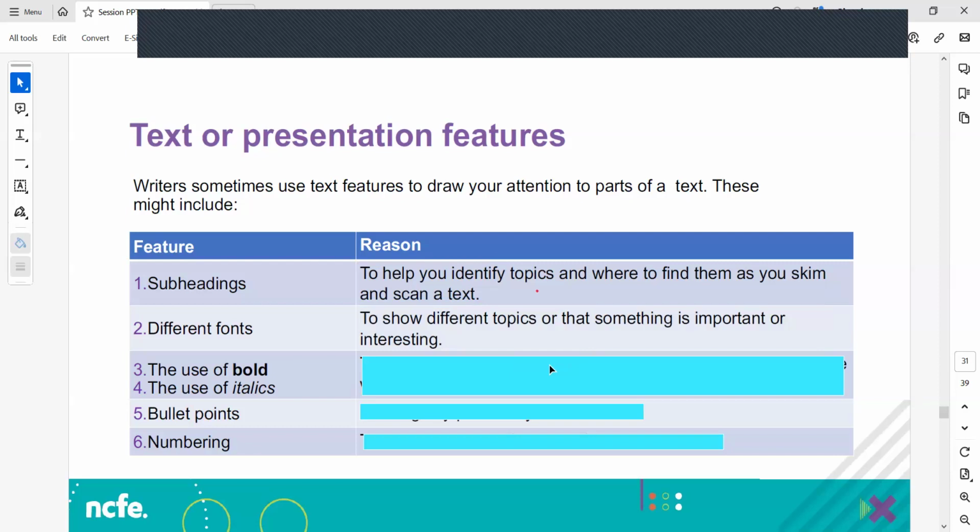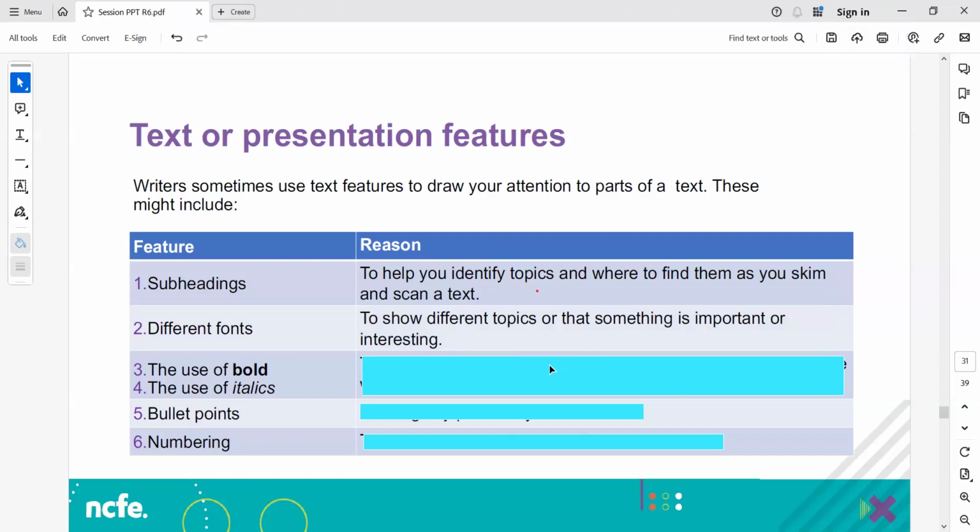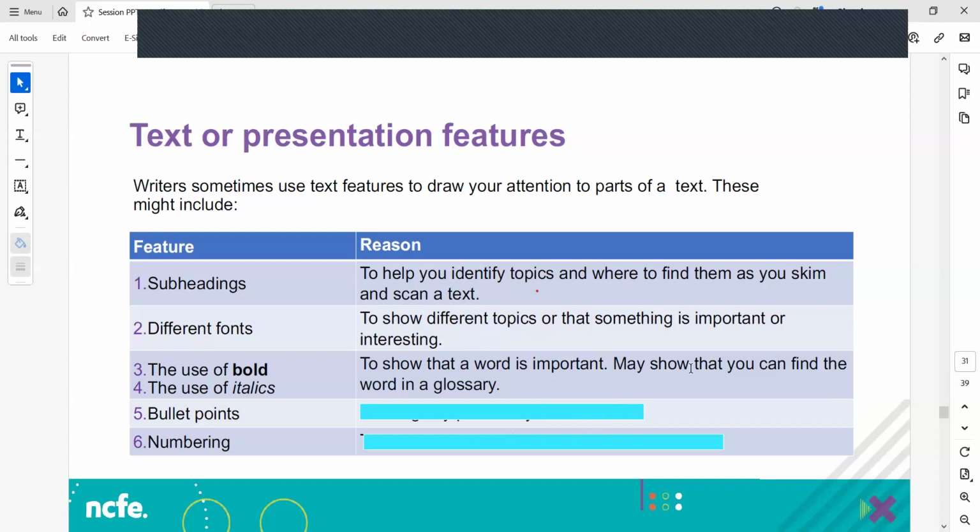With an event poster, for example, they might have different fonts for an explanation of what the event is, and then the details such as the time, place, date, and so on might be in a different font to draw attention to it. Using bold and using italics show that a word is important and possibly even that it's in a glossary. So you can go and look it up at the back of the book.